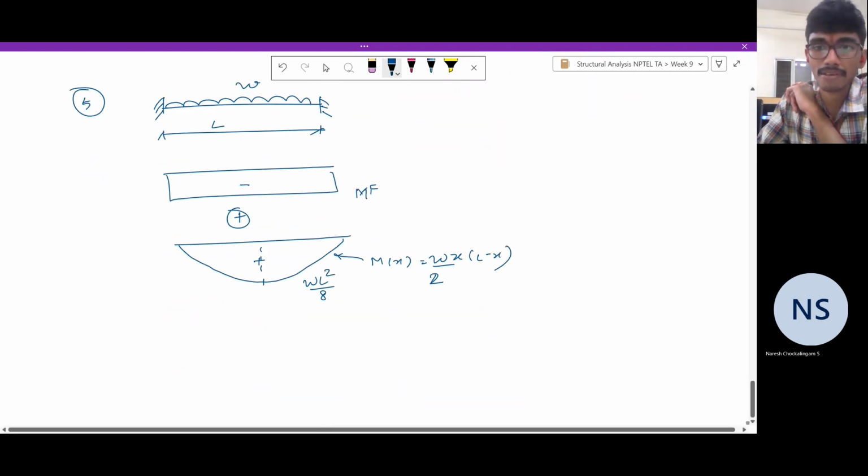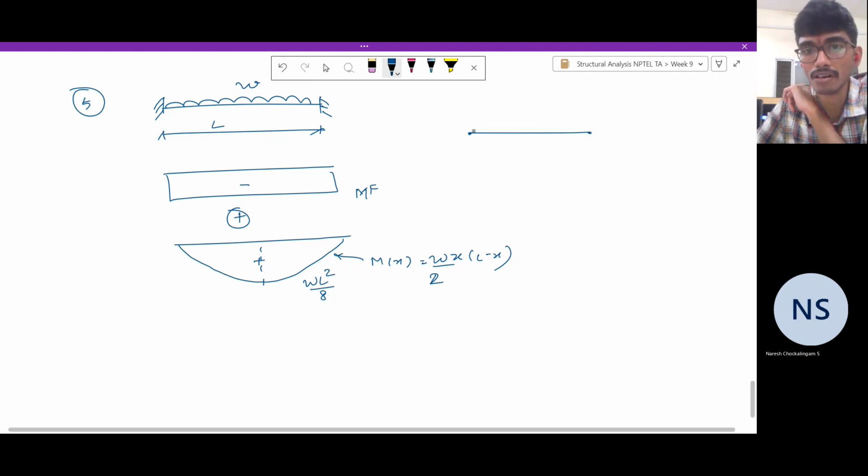Now let us consider the conjugate beam. The conjugate beam is a free beam, loaded by the positive bending moment.